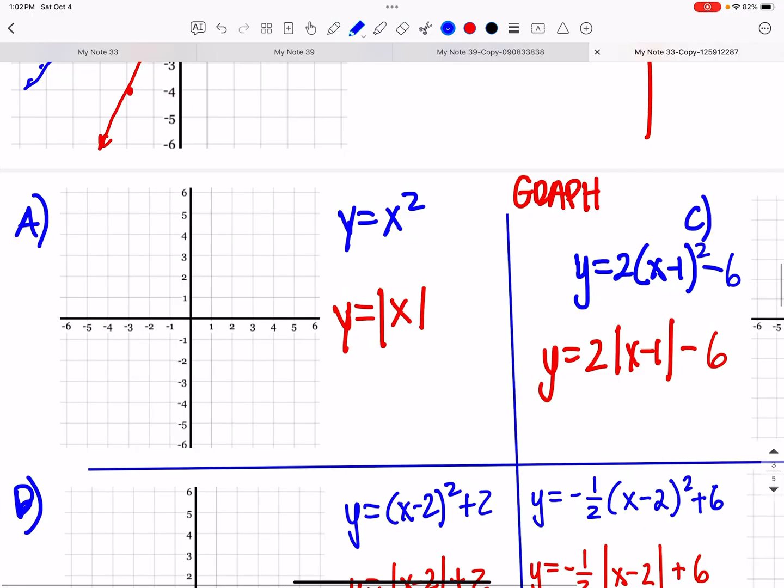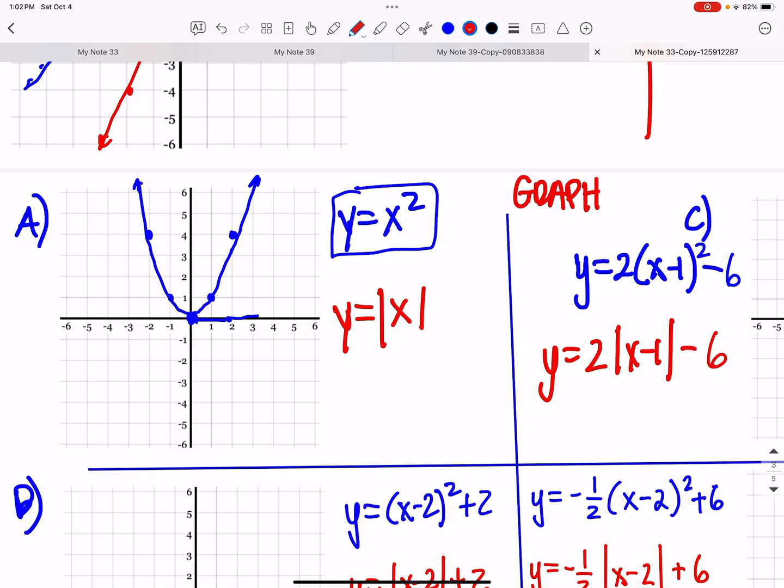Okay, let's see. We did these in class. The basic graph for these is, right, it starts at 0, and if you go over 1, you go up 1. If you go over 2, you go up 4. And if you go over 3, you go up 9. So as far as you go over, you go up by the square. And it's symmetrical.